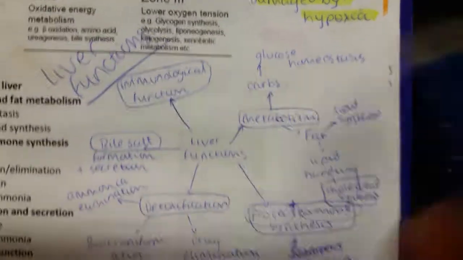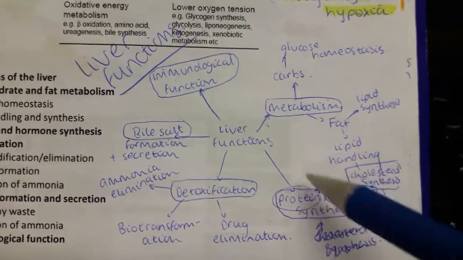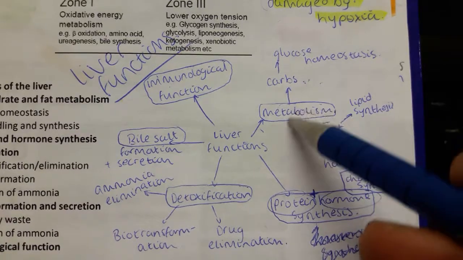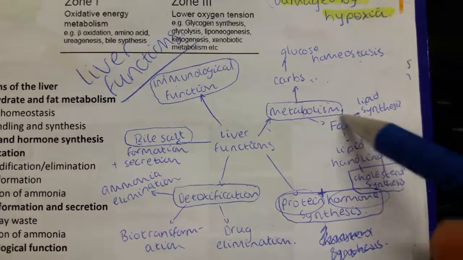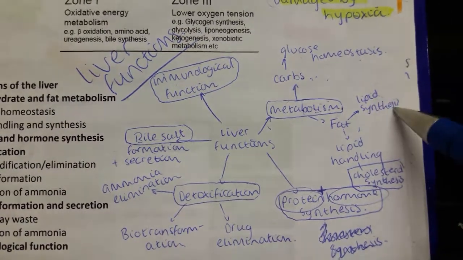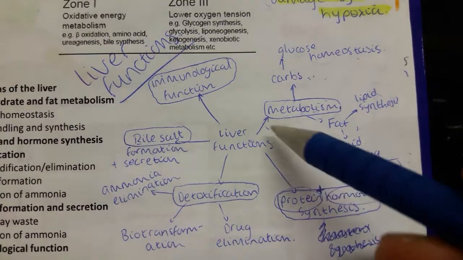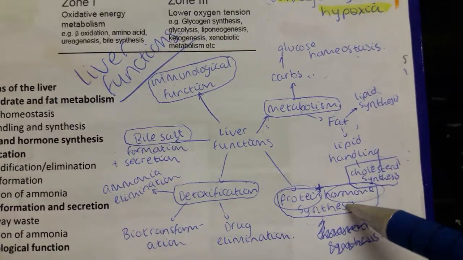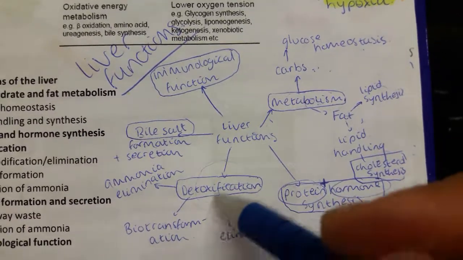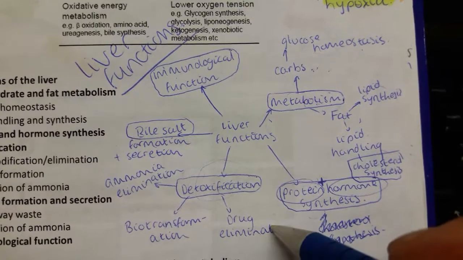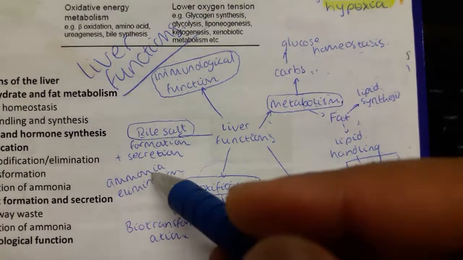In terms of liver functions, these are the overall functions of the liver. First of all, metabolism. Well, the liver is involved in carbohydrate metabolism because of glucose homeostasis. It's involved in fat metabolism by synthesizing lipids, handling fats, and synthesizing cholesterol. It's involved in protein synthesis, and it's involved in detoxification. That's one of the main functions. What does detoxification involve? Well, it involves drug elimination, biotransformation to detoxify drugs, and ammonia elimination.